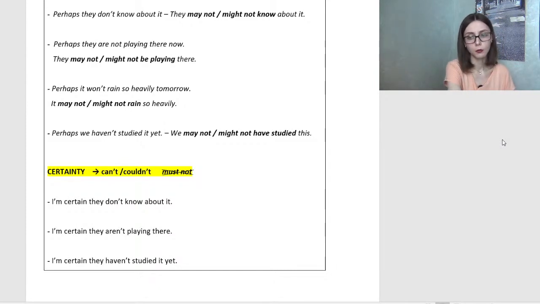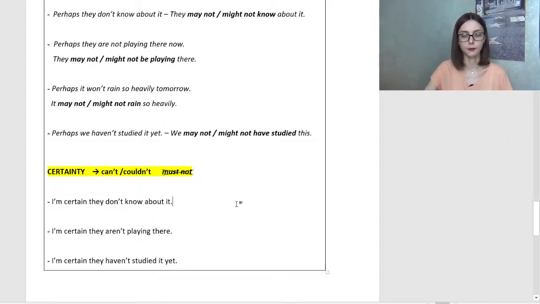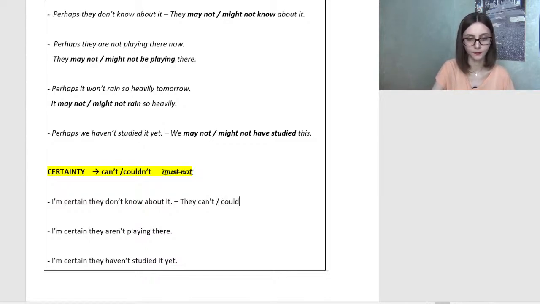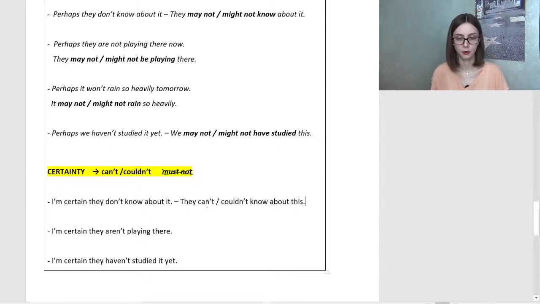They can't know about it. Yeah, great. So you're very smart. So you need to say they can't, or you also can say they couldn't know about this. However, can't here works better.